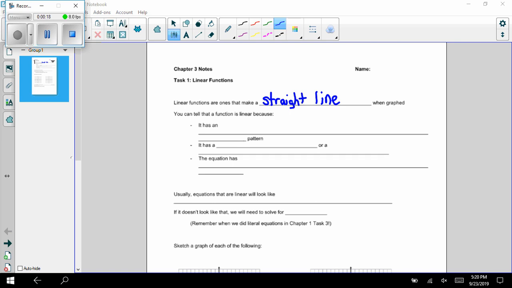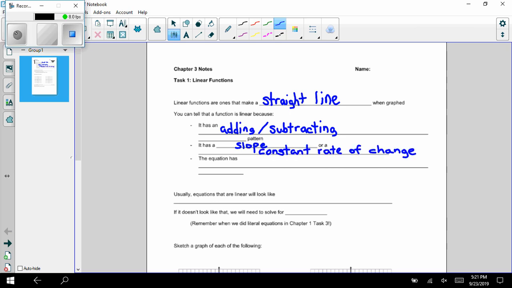First, it has an adding or subtracting pattern. Also, it has a slope or a constant rate of change. And lastly, when you're looking at the equation, if it has no exponents, then we know it's linear.